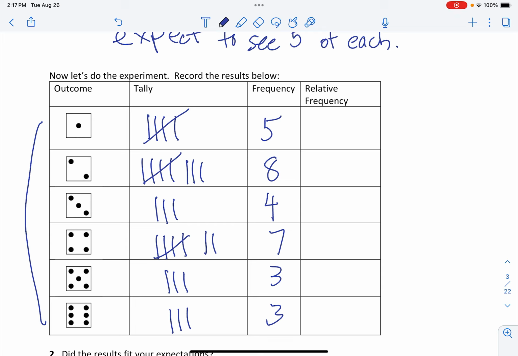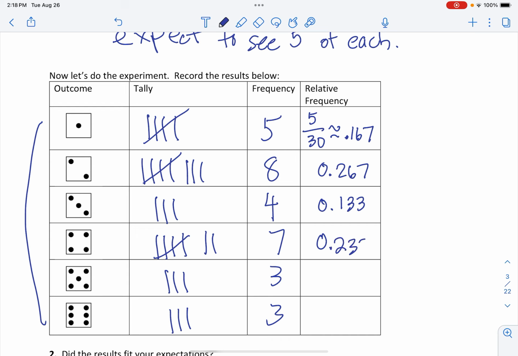What would that be? Well, relative frequency just tells you to take the frequency and divide by the total frequency, right? So that would be about 0.167, right? So if I fill those in, rounding to 3 decimal places, you would see something like this. Let's see, I need to get a calculator. And so 7 divided by 30. And then 3 divided by 30.